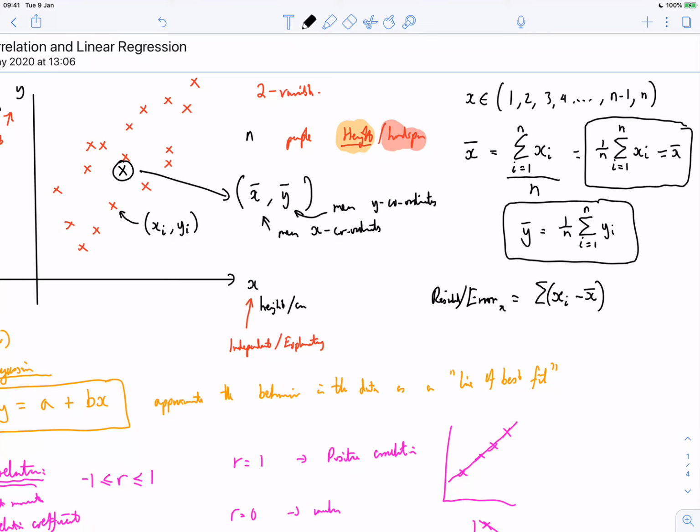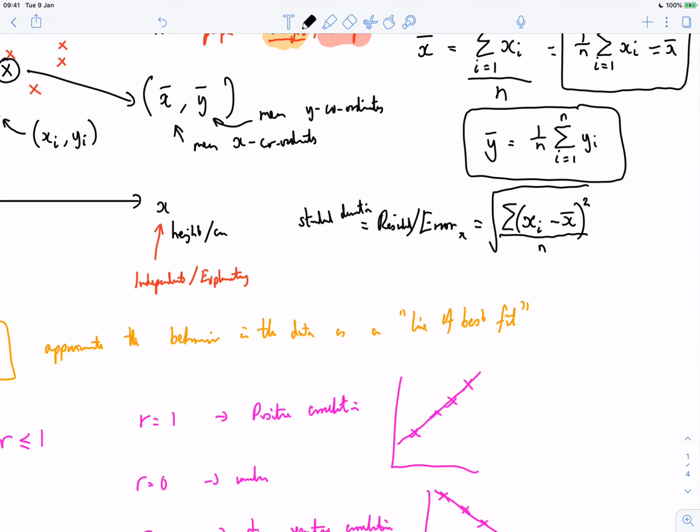Okay? And if I want the average distance, then really I square that because I want to make all the distances positive. And then I divide by the number there are, and I square root. Now this residual error, we should have also seen, is the standard deviation. And I could have done a very similar thing with y. For example, the standard deviation of y is just yi minus y bar, square it, sum those squares up, divide by n to get the average distance squared, and then square root it. Okay, and that will give the average distance away.